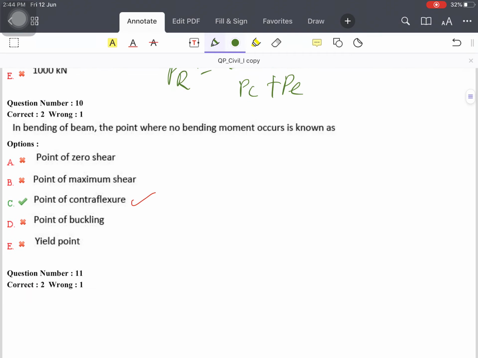Question number 10. In bending of beam, the point where no bending moment occurs is known as point of contraflexure.